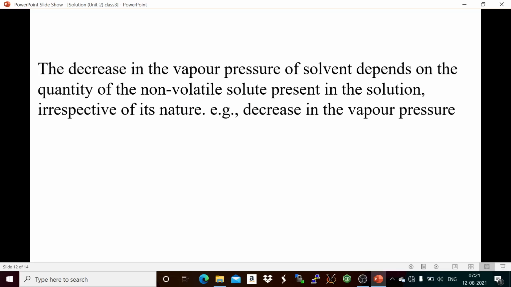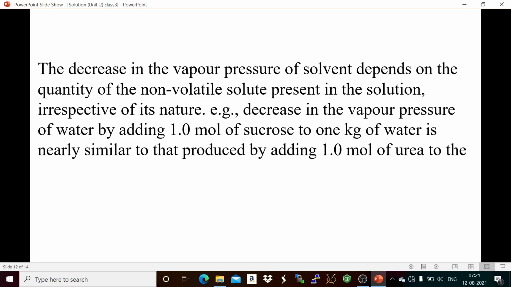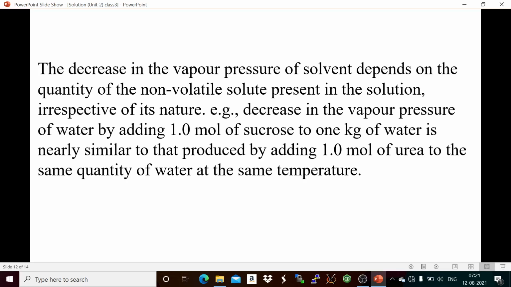This decrease in vapor pressure, for example, if we dissolve 1 mole of sucrose in 1 kg of water and 1 mole of urea in 1 kg of water at the same temperature, the decrease in vapor pressure will be the same. So 1 mole of sucrose dissolved, 1 mole of urea, two different components, but they reduce the vapor pressure to an equal extent, because this decrease in vapor pressure depends on the quantity, 1 mole present, the same quantity, not on their nature.